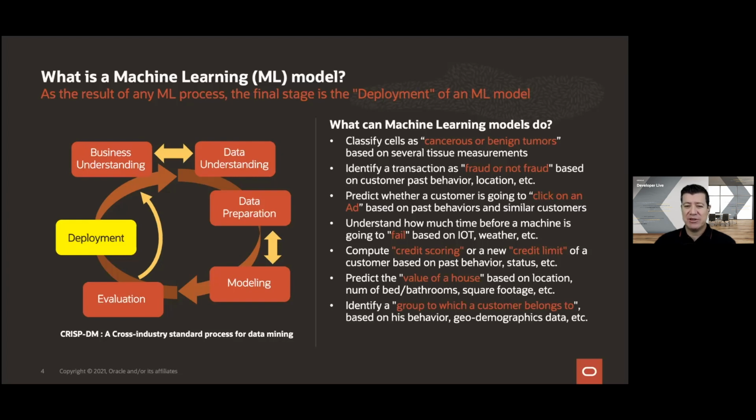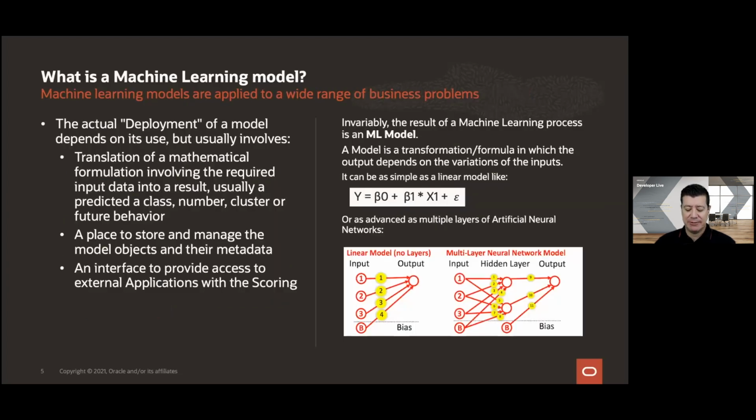But what are actually these models? These models are actually a mathematical function, right? So the deployment of a model is really a translation of that into something that can be used in a production system. So you take that mathematical formulation and then build it into something that can actually be deployed. A place to store that model is critical, and also a place to interface that model. A model that is great with no interface to the world doesn't work, right?